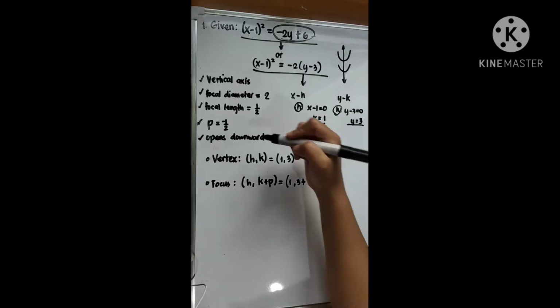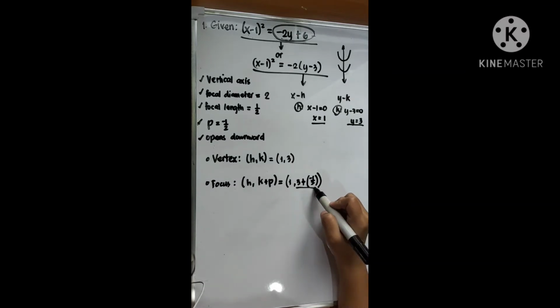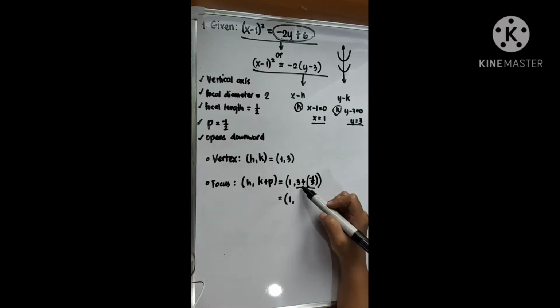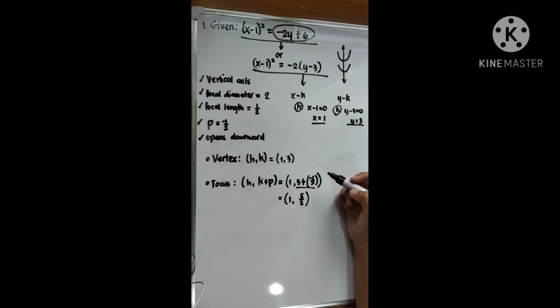And so we have here, for the h, we have 1, and for k, we have 3, plus the value of our p a while ago, which is negative 1/2. So we will have 1 for our h, and k plus p, or 3 plus negative 1/2, is equal to 5/2, or that is 2.5 in decimal.